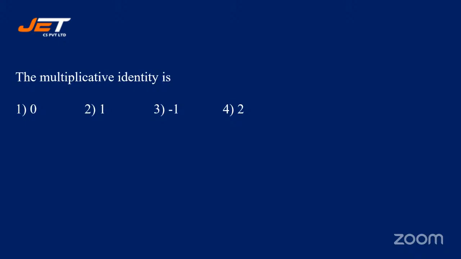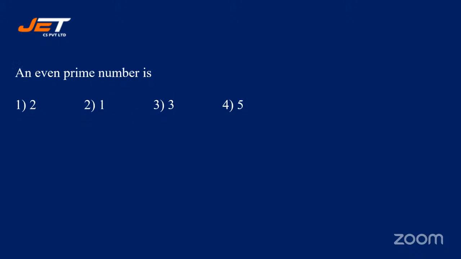The multiplicative identity is. What is the multiplicative identity? Usually we say only 1 as the multiplicative identity, isn't it? So it is option 2, that is answer 1. All right, see the next question.